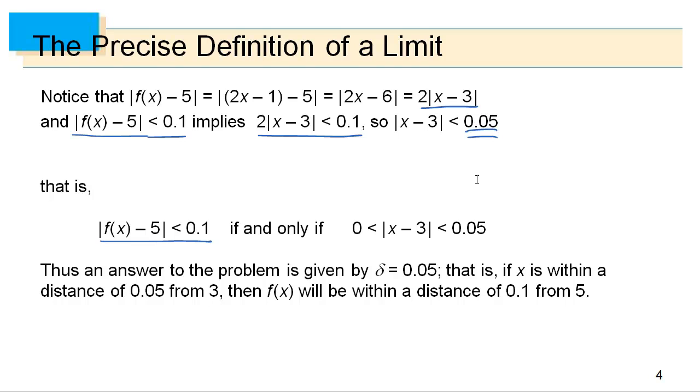So as long as we're in a neighborhood that is smaller than 0.05 away from 3 on the x-axis, that means the answers we're getting out of the function will be within 0.1 plus or minus of 5. They'll be within 5.1 to 4.9.